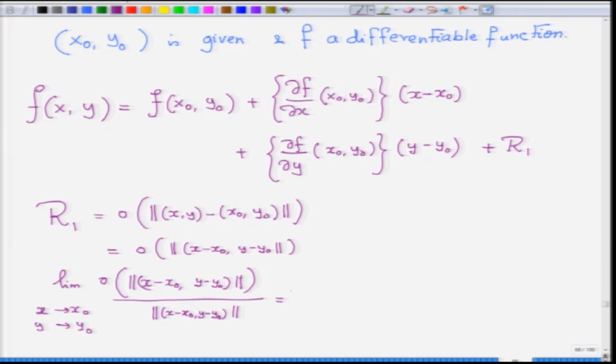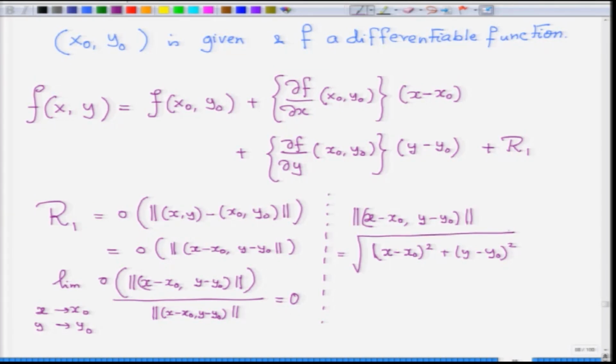And of course, you know what the length is, this is Euclidean, using the Pythagoras theorem. You know very well what the norm of x minus x naught, y minus y naught is. It is nothing but the square root of x minus x naught squared plus y minus y naught squared. So, that is the first order expansion first.